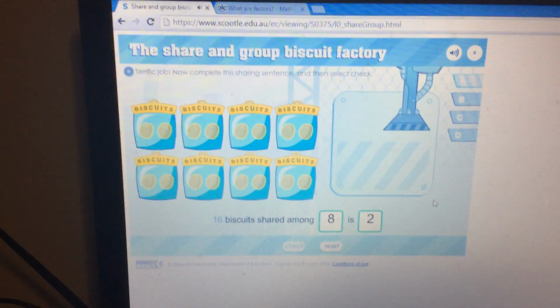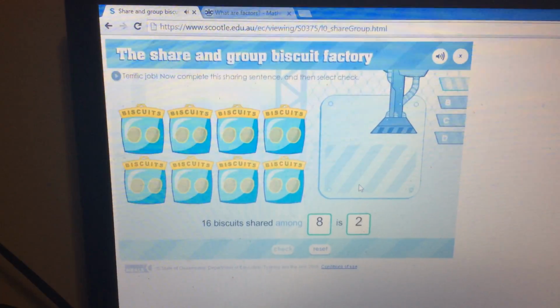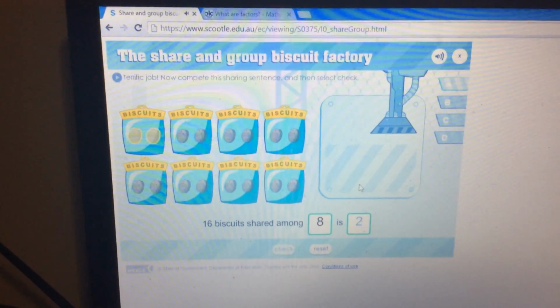That's right. Excellent. 16 biscuits shared among 8 is 2.